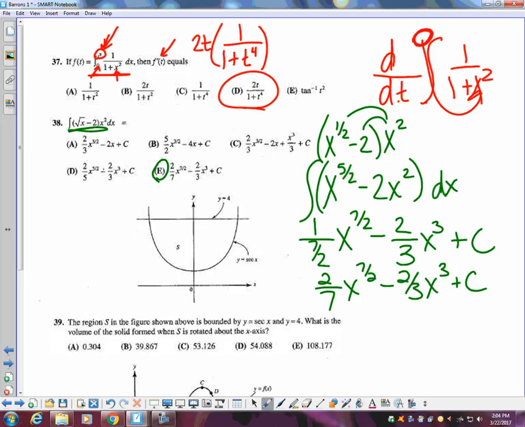Okay, now we're headed to Barron's 2, number 11.